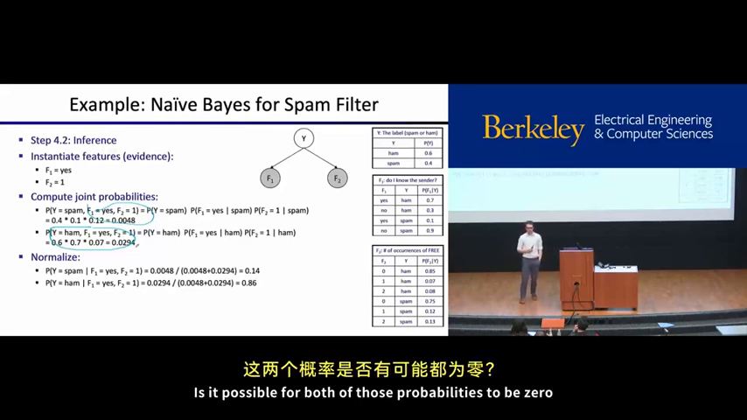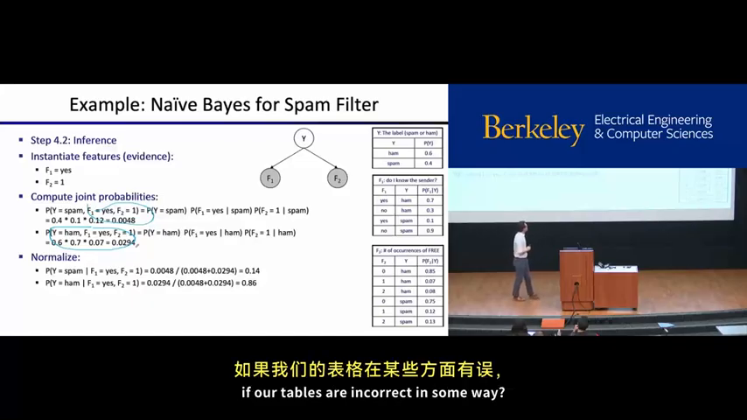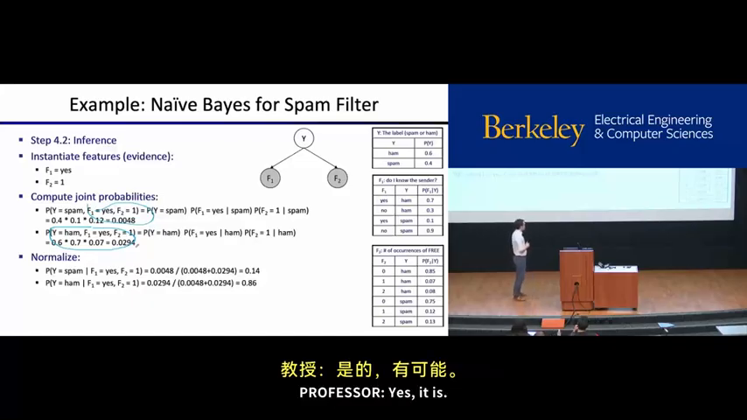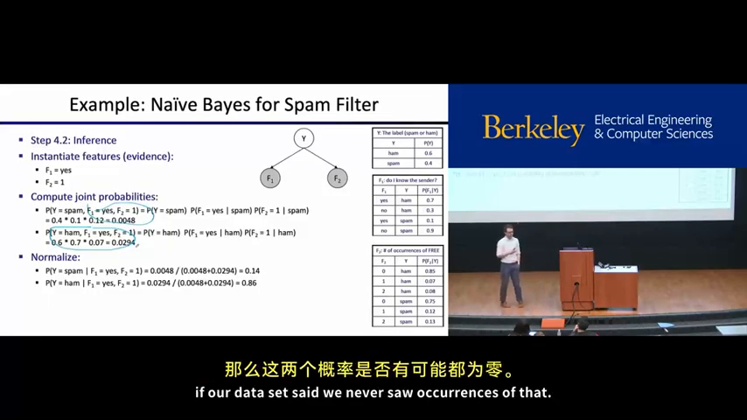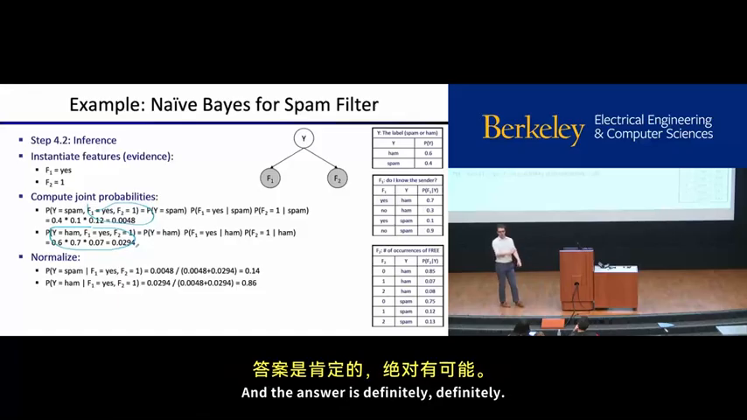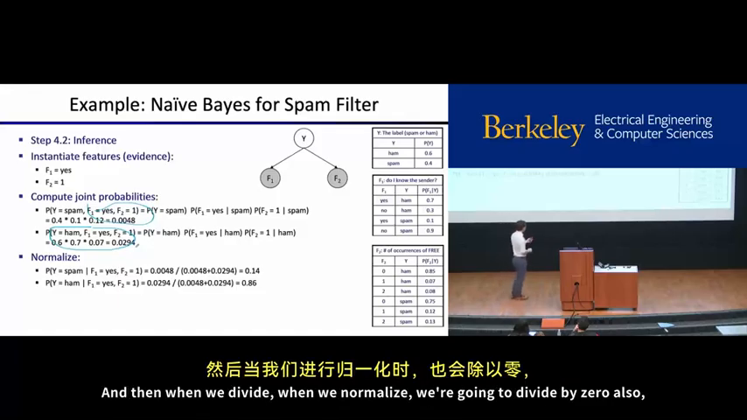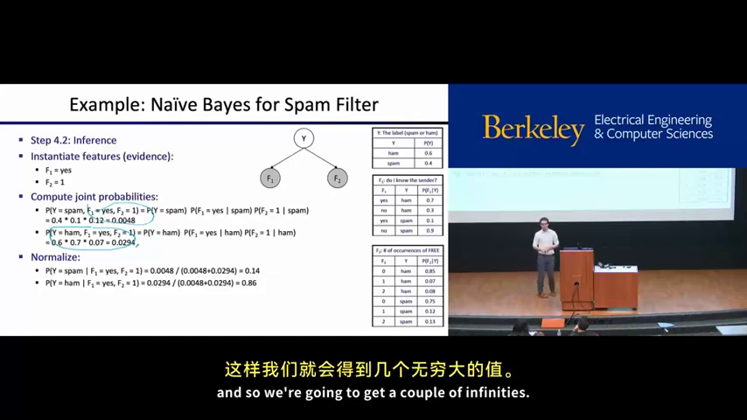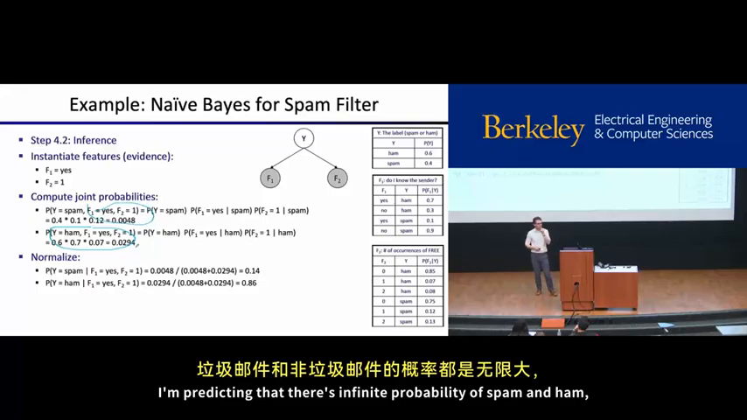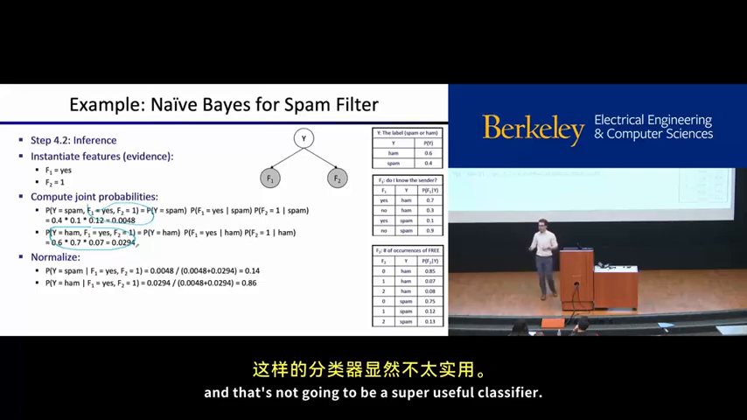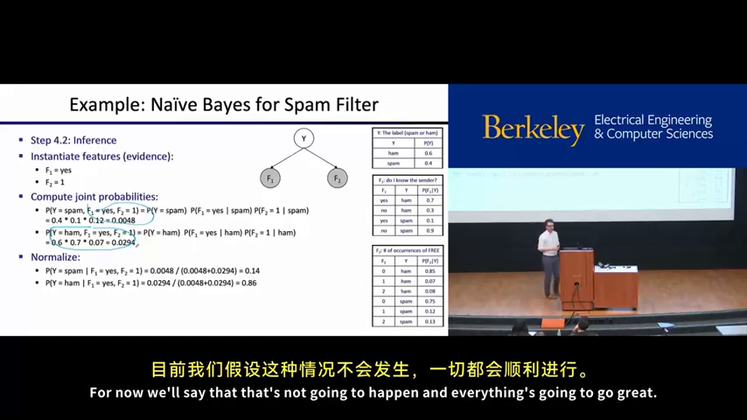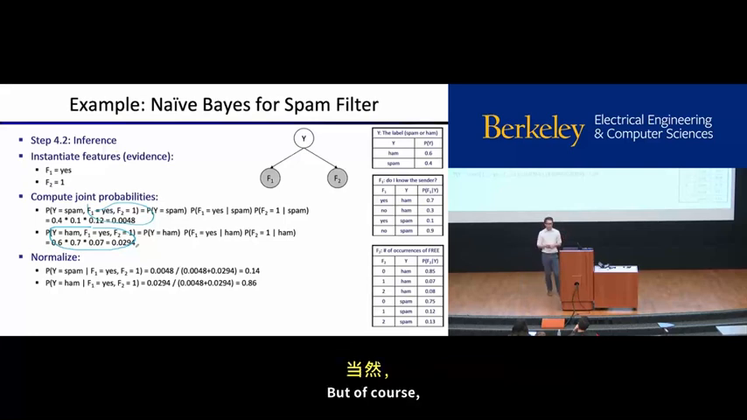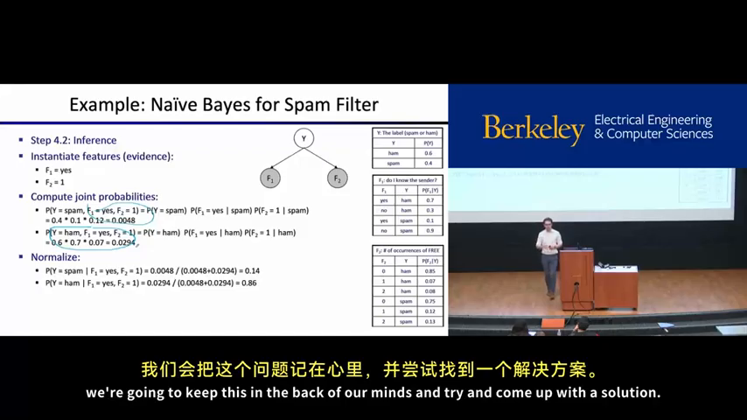Is it possible for both of those probabilities to be 0 if our tables are incorrect in some way? Yes, it is. So the question was, is it possible for both of those two probabilities to be 0 if our data set said we never saw occurrences of that? And the answer is definitely. Then when we normalize, we're going to divide by 0 also, and so we're going to get a couple of infinities. I'm predicting that there's infinite probability of spam and ham, and that's not going to be a super useful classifier. So we're going to have to figure out how to solve that problem at some point. For now, we'll say that that's not going to happen, everything's going to go great, but of course we're going to keep this in the back of our minds and try to come up with a solution.